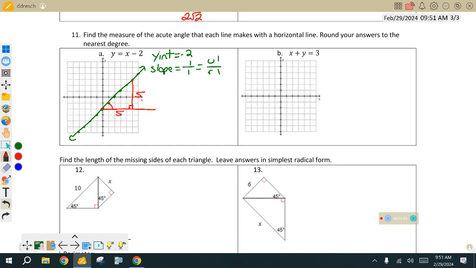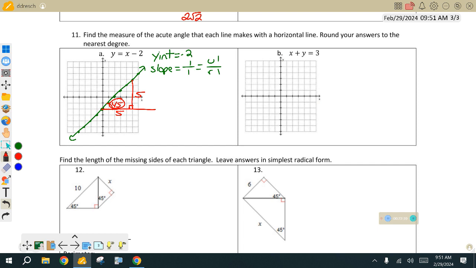So what's the measure of that angle? 45. It's got to be a 45. Okay, the angle has to be 45 degrees. Now, what is telling me that it's going to be a 45? The slope did that. The slope's doing that.